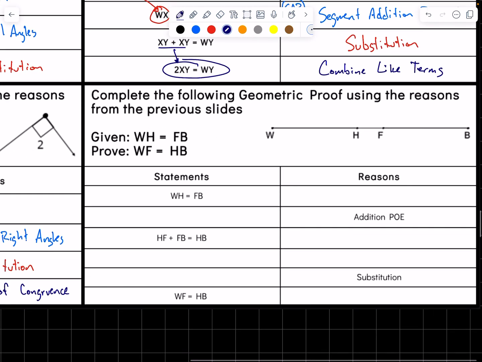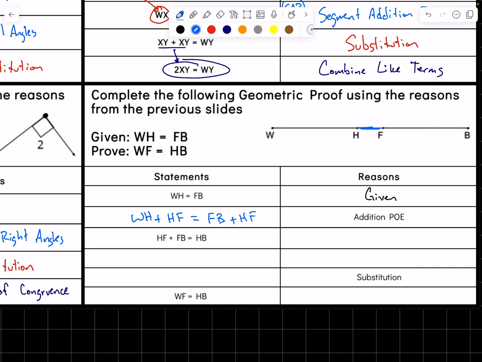Coming down here to my final example, a lot of things going on, so take it slow. We've got our given statement, WH equals FB. The next thing I'm going to do is use the addition postulate of equality. So that means I'm going to add something to both sides. Well, there's this little piece HF that I want to add to both things. So I've got WH plus HF equals FB plus HF.